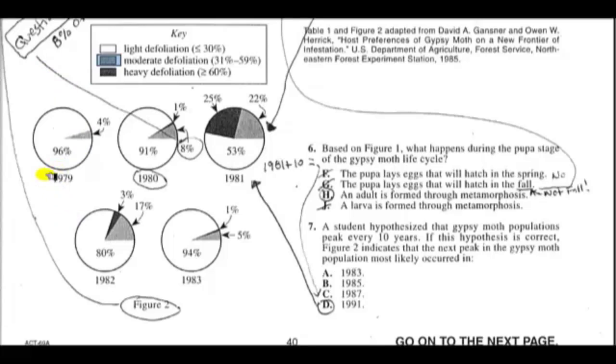Look over here, 1979. It's 4%. We're looking for 8. That's out. Here's 8% right here. Great. That will work. That's the color we're looking for. That is what we're looking for. So the answer would be 1980.